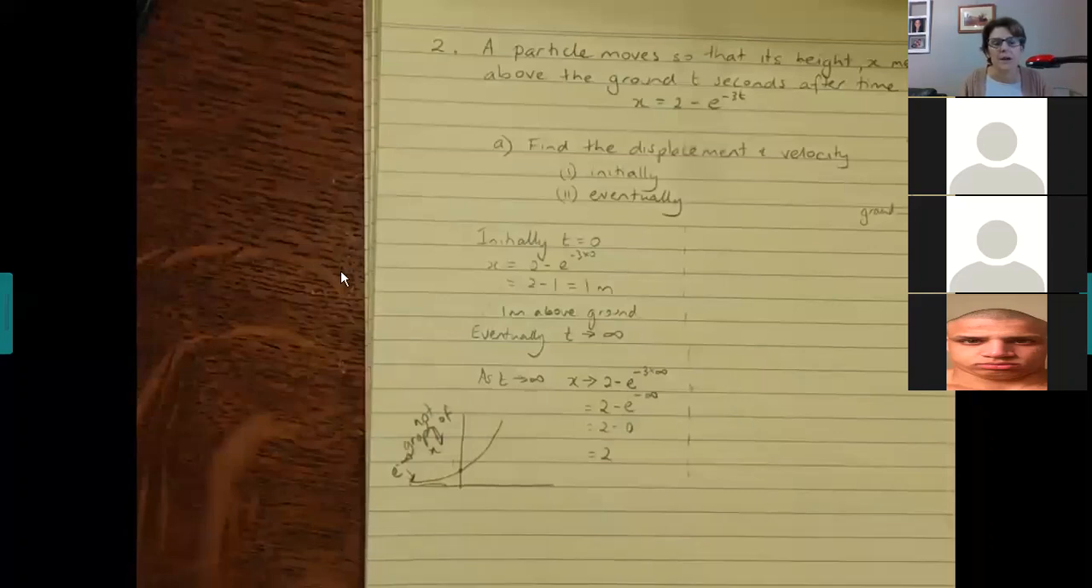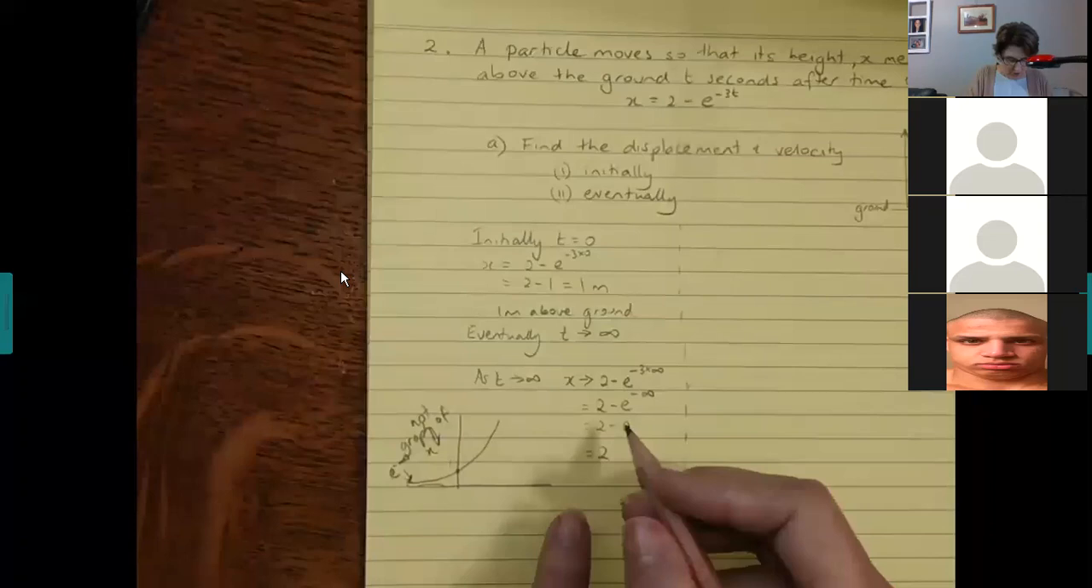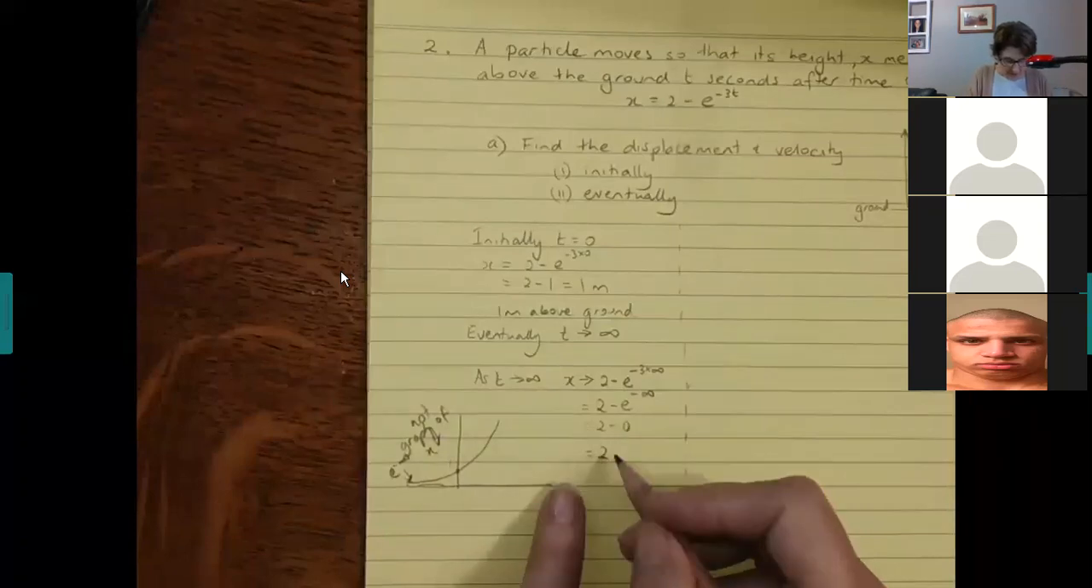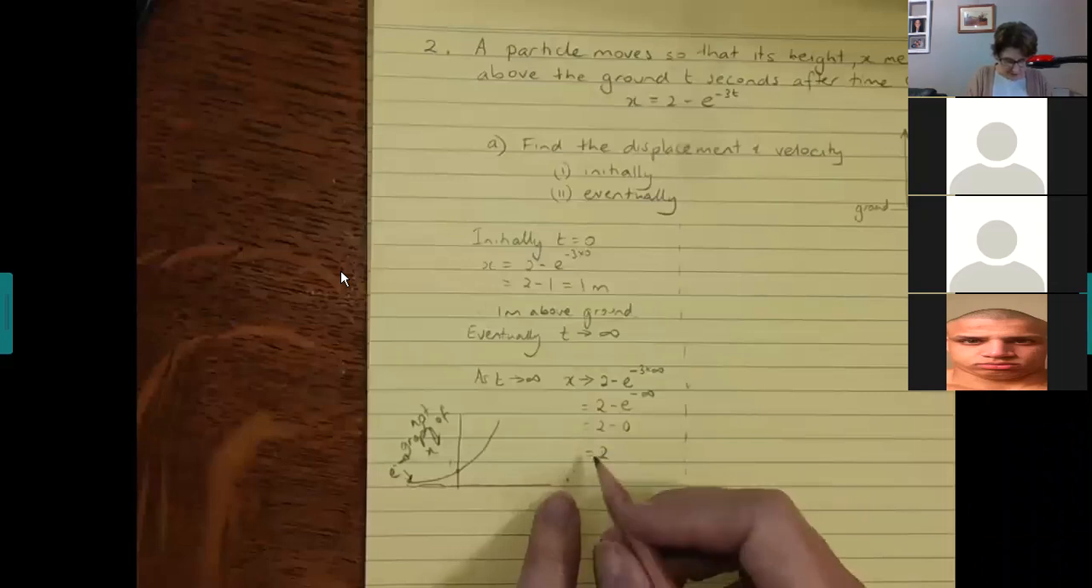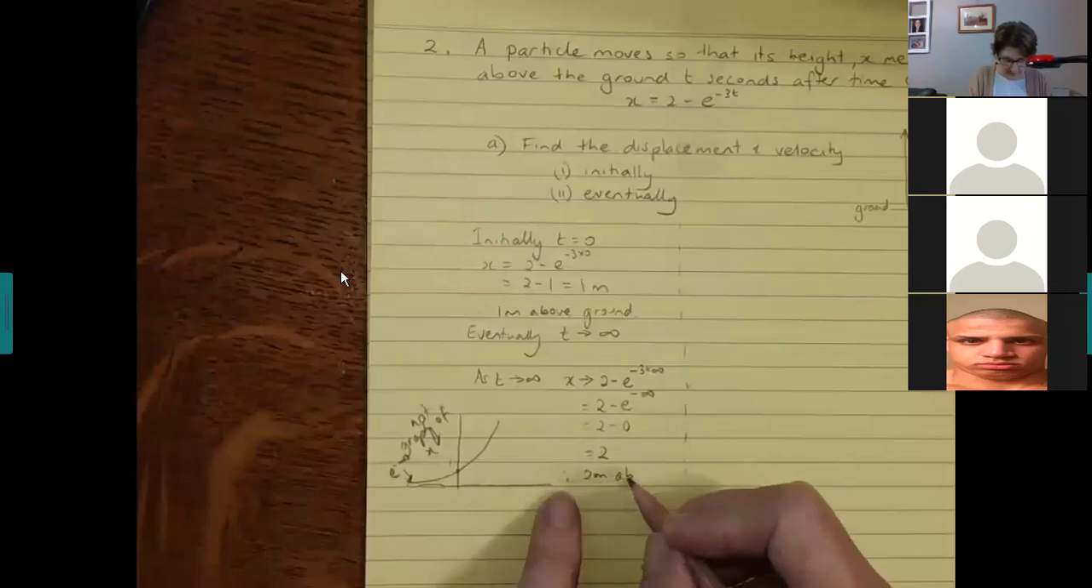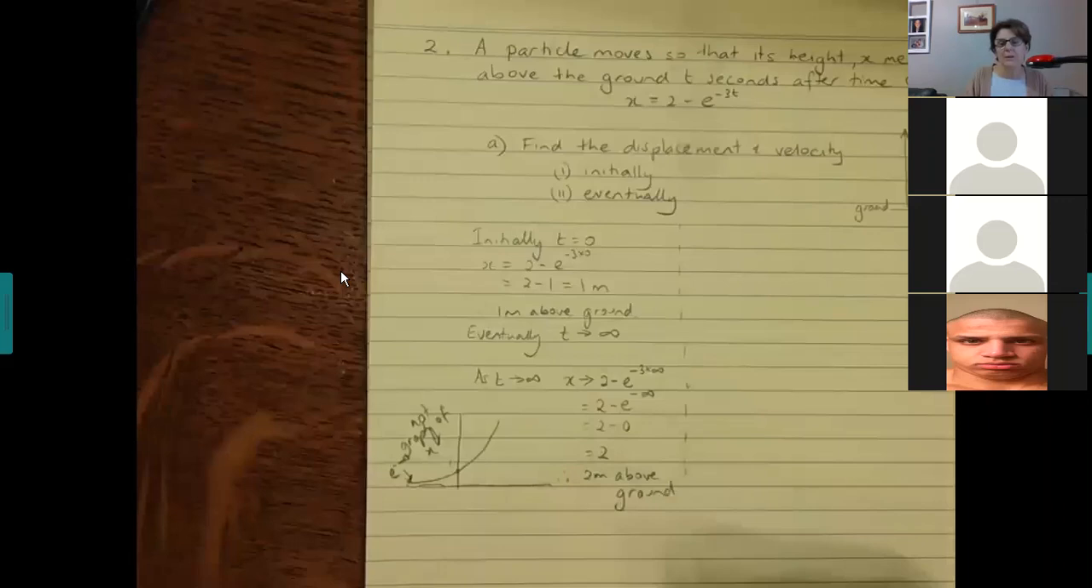Okay. Again, we've got the 2, and so therefore it's going to eventually reach 2 meters above ground, because it's positive. So if it becomes negative, it'll be below ground.